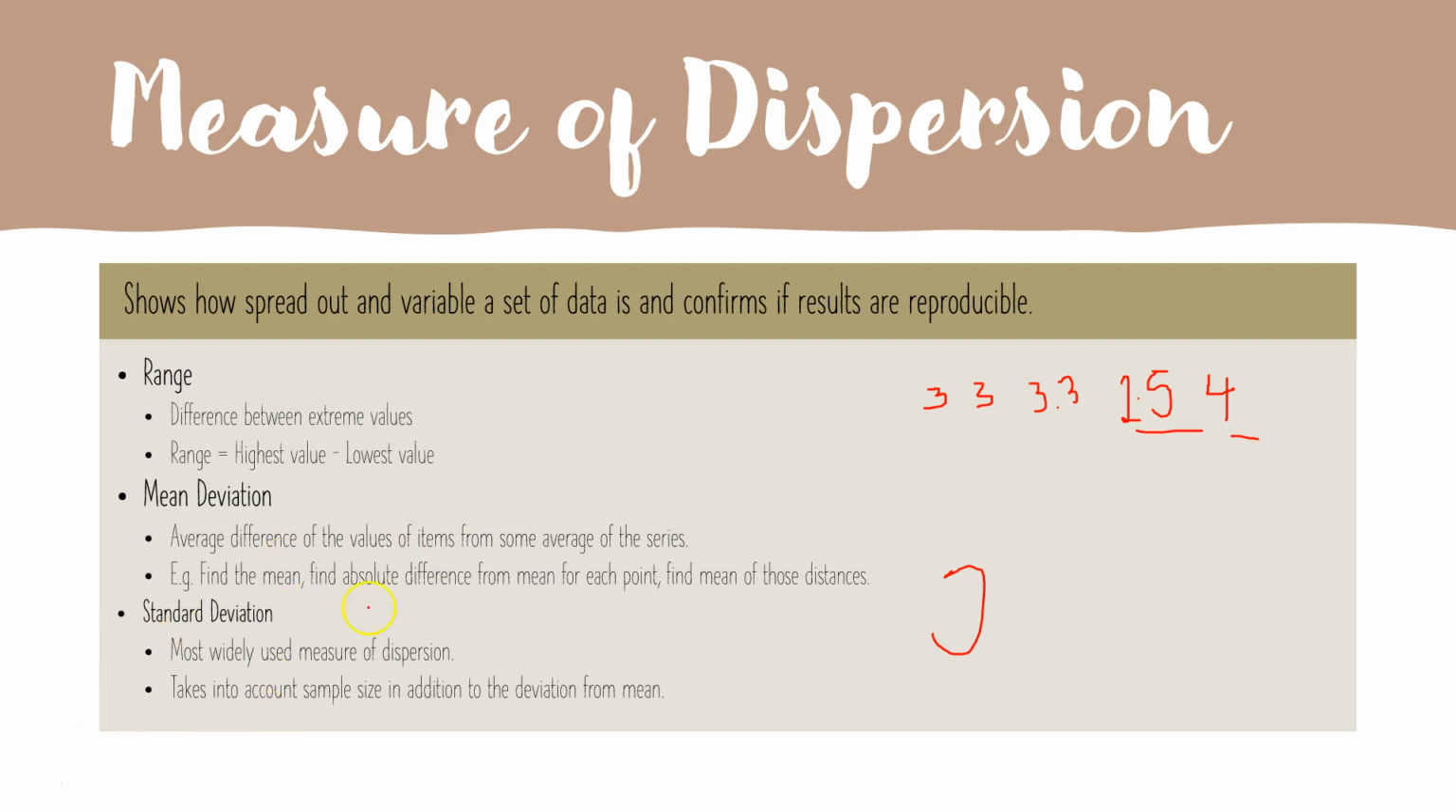You can also look at the rate deviation, where you take the average difference of the values in this particular series, and then look at how variable the numbers are from that average. And then standard deviation, which is the one that we use most commonly in our analyses. And this takes into account your sample size in addition to the deviation from the mean.